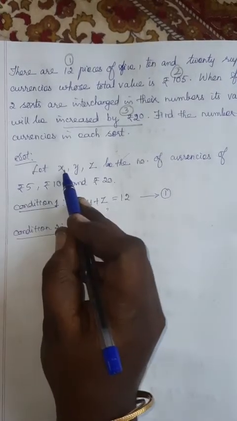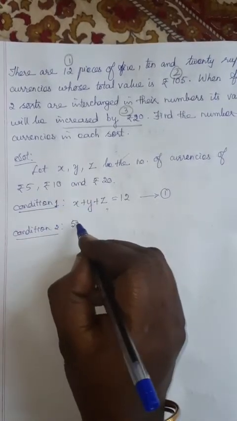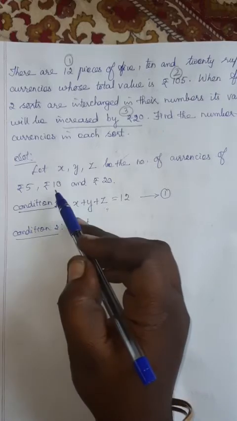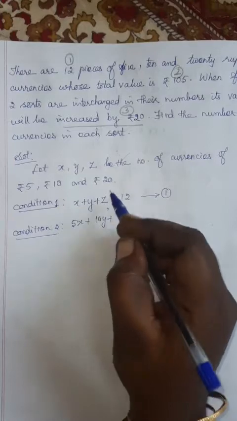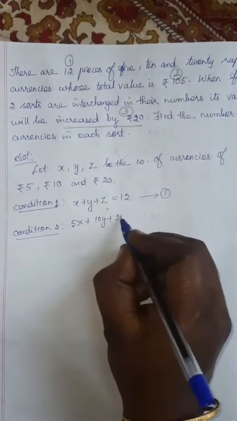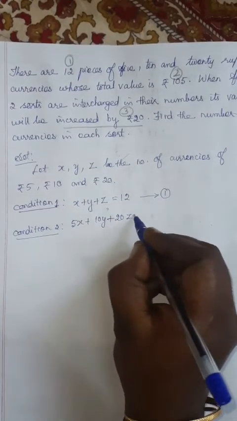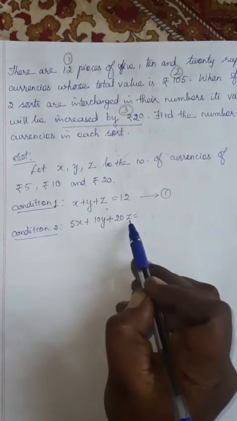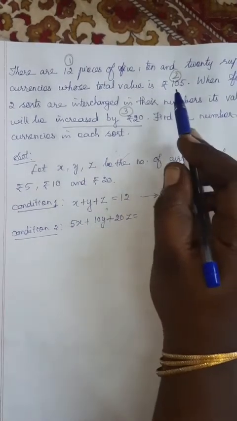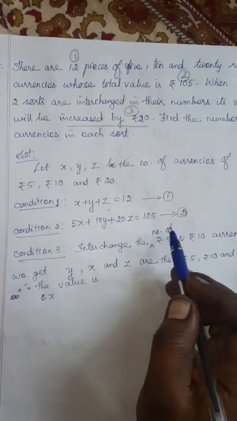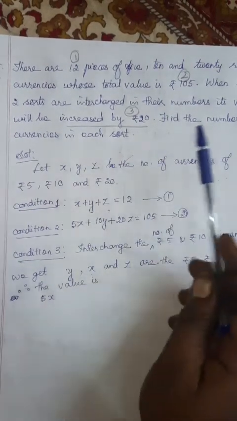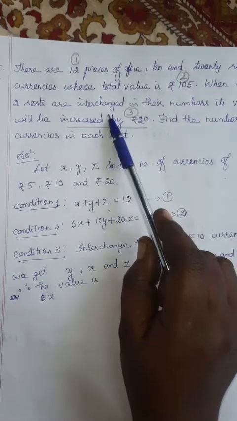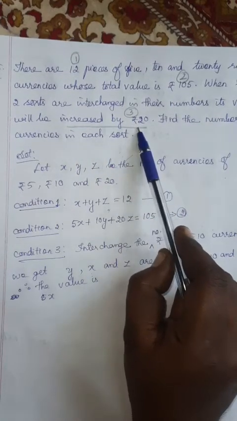So condition 2 is: 5 rupee coin, x number, so 5x, plus 10 rupee coin, y number, so 10y, plus 20 rupee coin, z number, so 20z, equal to 105, when you multiply and add to get the total.